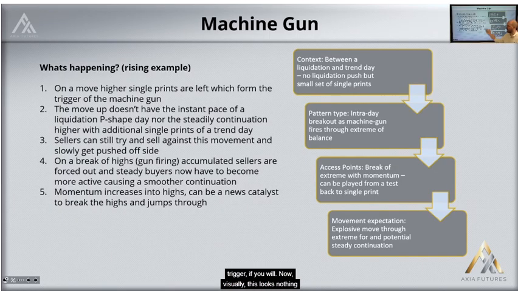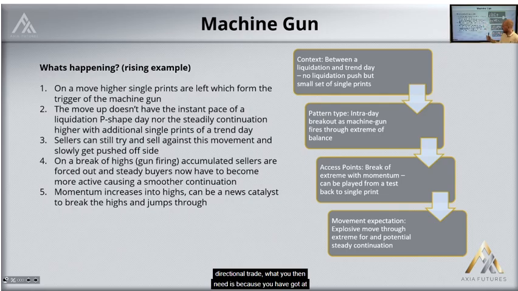Now, visually, this looks nothing like a gun, so there's no easy visual representation here. It's about the action that follows. So what we're going to get then is this little trigger and a semi-liquidation P-shaped looking day. So it's a kind of P-shaped normal variation type day. You will then get the responsive selling, which is what creates the building up of the semi-P looking day. And this will create a sort of two-directional trade.